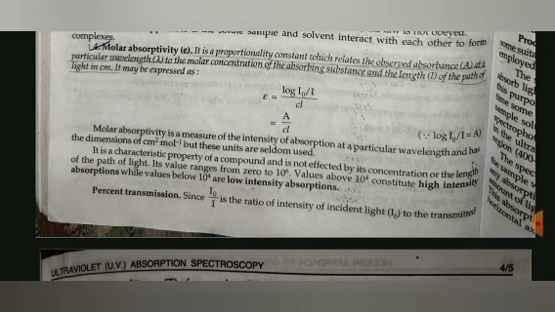Percent transmission. Since I naught by I is the ratio of intensity of the incident light I naught to the transmitted light I, the transmittance T of the sample will naturally be given by the relation T is equal to I by I naught. It means percentage transmittance is equal to 100 into I by I naught.